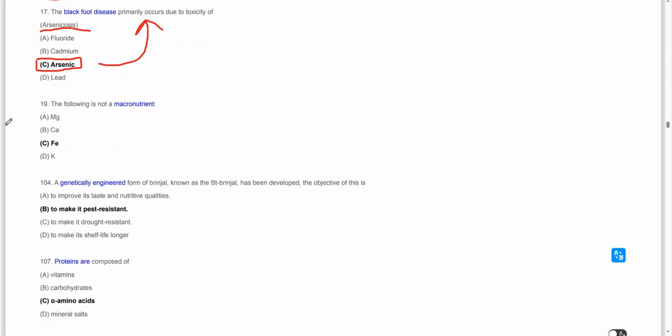Moving on to the next, the following is not a macronutrient. So basically Mg, Ca and K, that is magnesium, calcium and potassium, these are all macronutrients, but Fe is not a macronutrient.